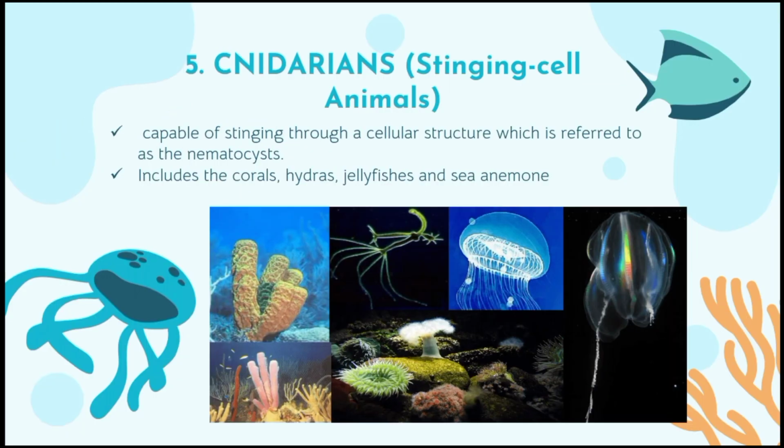Number five, cnidarians are also called the stinging cell animals. Cnidarians are capable of stinging through a cellular structure which is referred to as the nematocyst. It includes the corals, hydras, jellyfishes, and sea anemones.